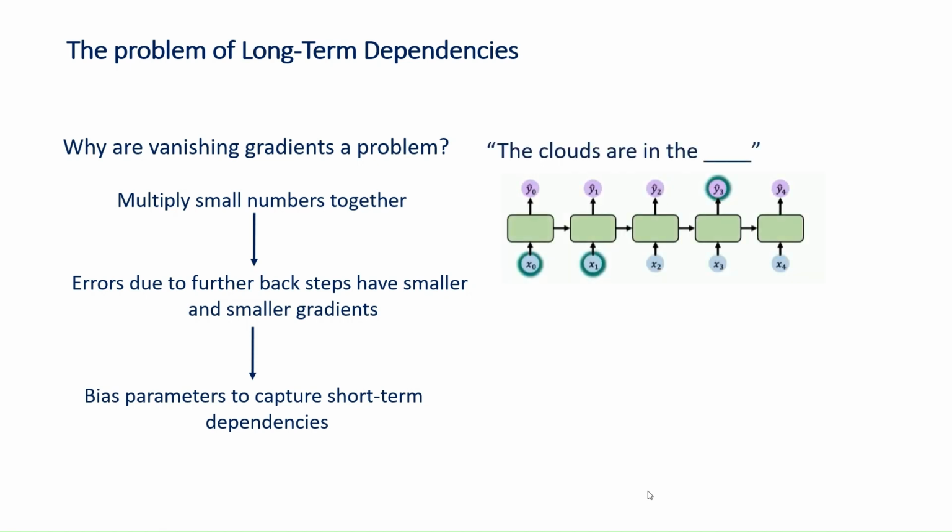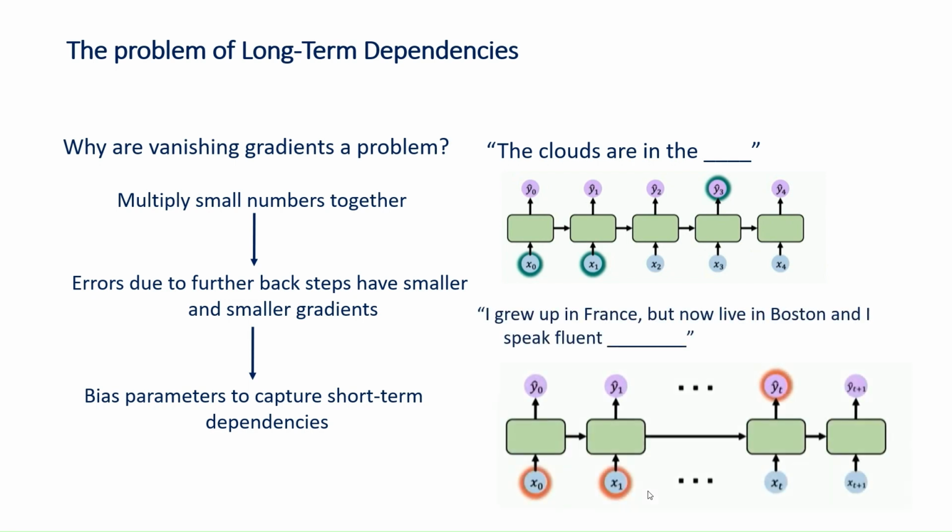Let us consider an example, a language model where we are trying to predict the next word. In the phrase, "the clouds are in the dash," if we are trying to predict the last word, it's relatively obvious what the next word is going to be, and there is not much gap between the key relevant information, the word clouds, and the place where we need the prediction. So in this case, recurrent neural networks use relatively short-term dependencies to generate the prediction.